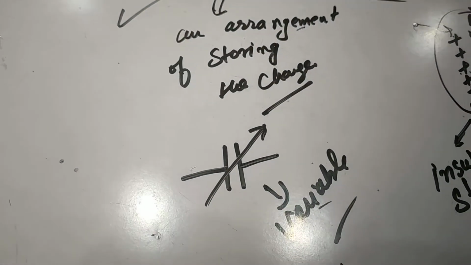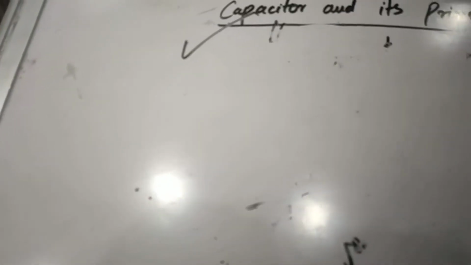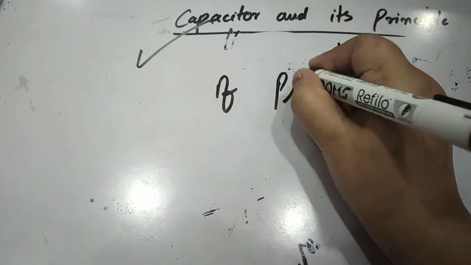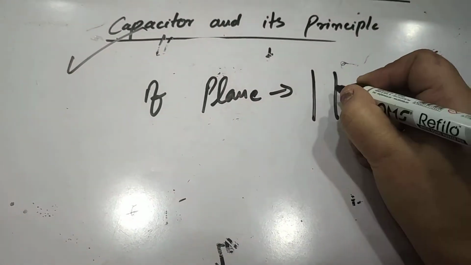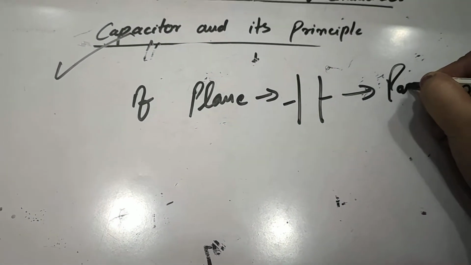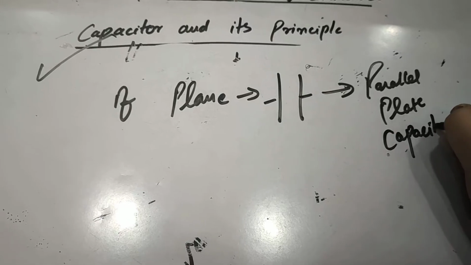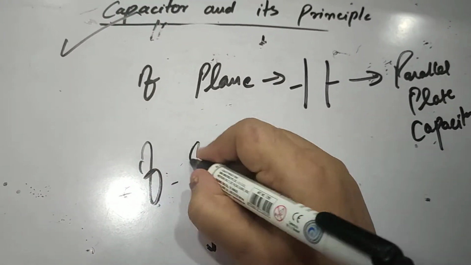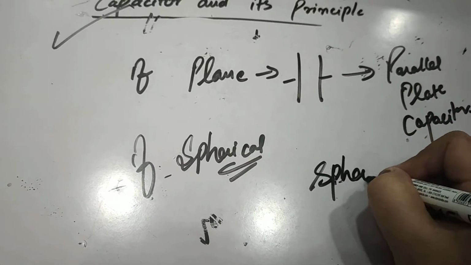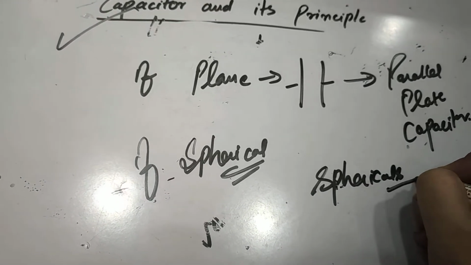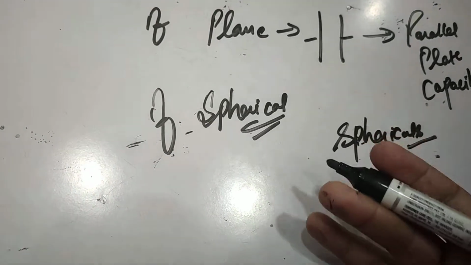Depending upon the shape of the conductors, capacitors are of different kinds. If the conductors are plane, then that capacitor is called a parallel plate capacitor, which is often used. If the conductors are spherical in shape, then the capacitor is called a spherical capacitor. Similarly, if we have cylindrical conductors, then the capacitor is called a cylindrical capacitor.